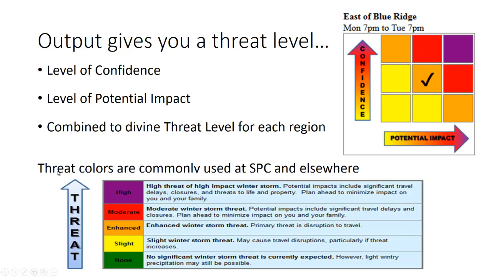And again, those threat levels are commonly used at SPC and elsewhere, and you can see what the threat level means for the definition of each threat level, from slight risk to the high threat of a winter storm. The high threat is something we probably wouldn't see here every few years maybe. We'd probably be more in this slight to enhanced, maybe occasionally, once a year, moderate type threat.